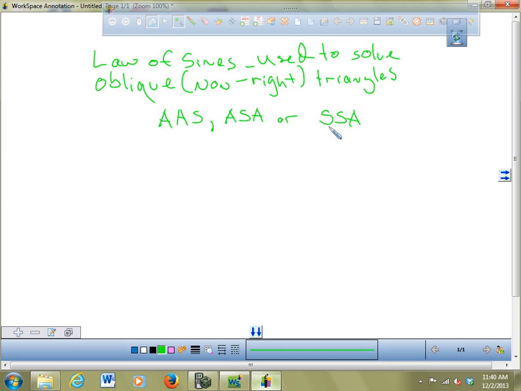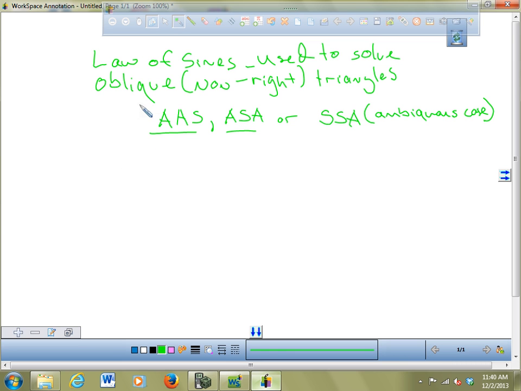Because it spells backwards, but also because it leads to two different triangle possibilities. This is called the ambiguous case, which we're going to talk about tomorrow. So today we're just going to talk about these two cases. Angle, side, side, then you use cosines. Side, angle, side, use the law of cosines.